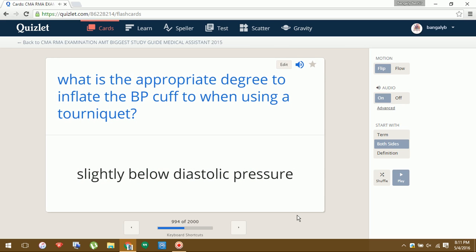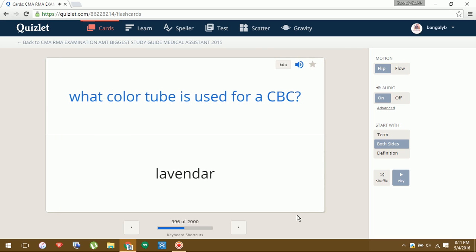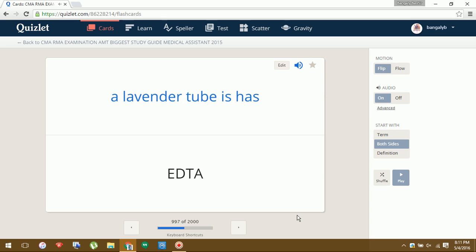What is the appropriate degree to inflate the BP cuff to when using a tourniquet? Slightly below diastolic pressure. When using a BP cuff as a tourniquet, what extra step is required? Blood pressure must be taken first to find the patient's diastolic pressure. What color tube is used for a CBC? Lavender. A lavender tube has EDTA.